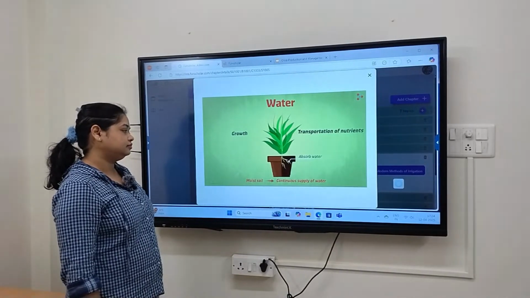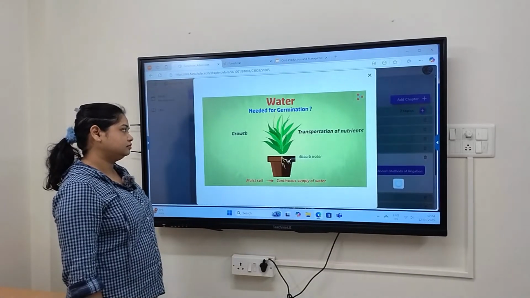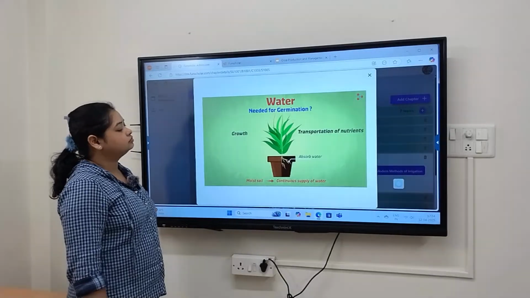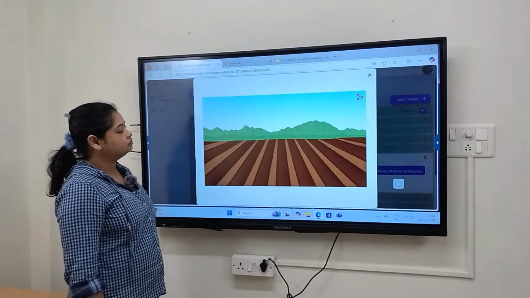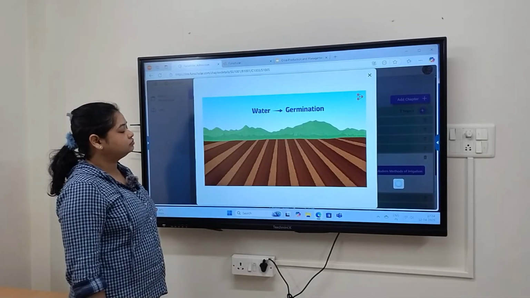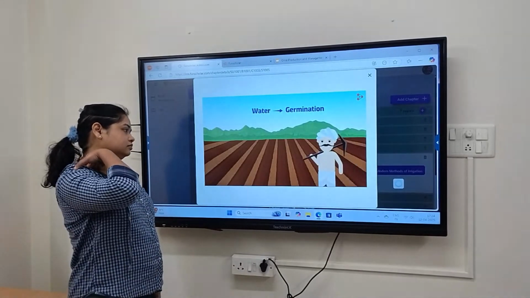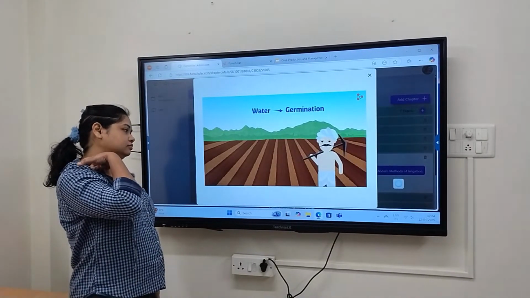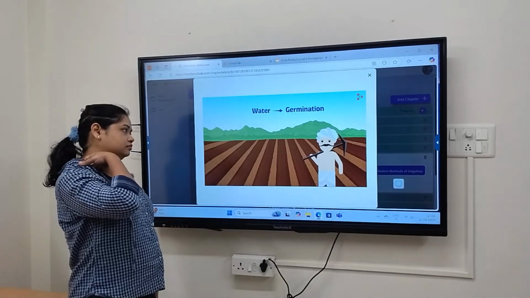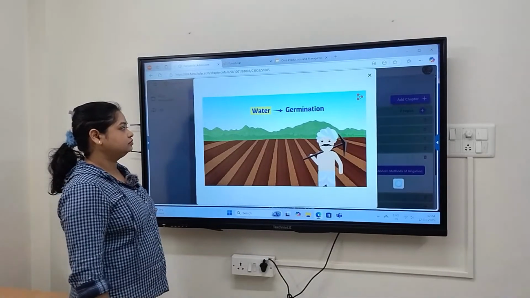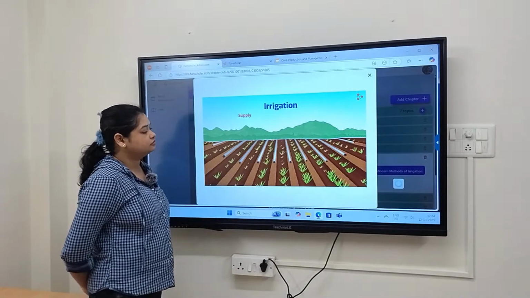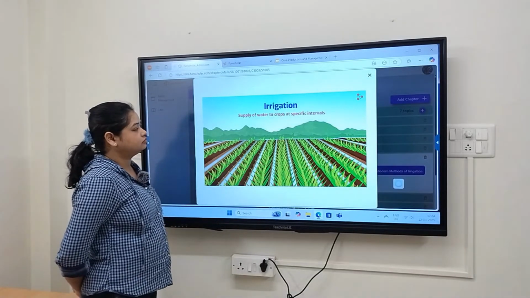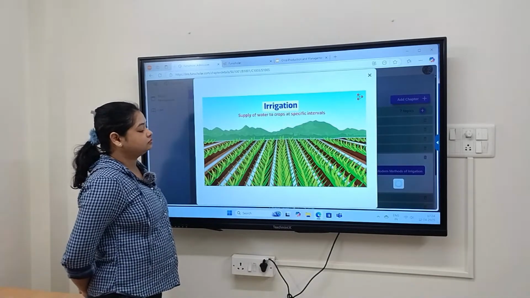Do you know that the plants need water right from their germination? Have you heard people say that the seeds will wither away if there is no water? After sowing, seeds need water to germinate, and that's precisely why farmers sow seeds before the rains. But what if there are no rains? How do plants then get water? Irrigation is the solution to this problem. The supply of water to crops at specific intervals is known as irrigation.